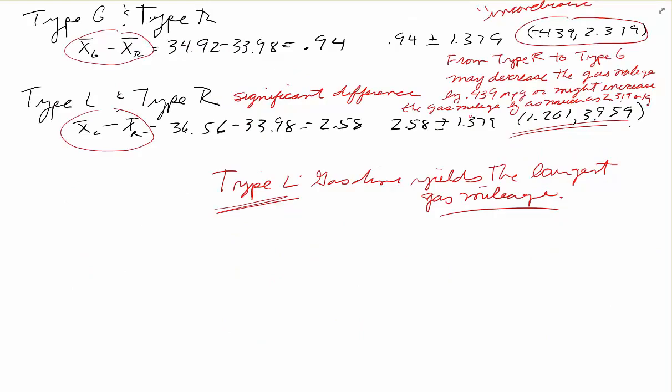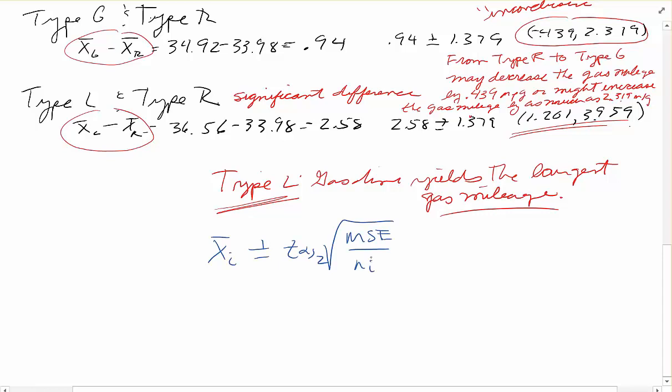Now, one thing we could ask is, what is the average gas mileage for type L gasoline, in particular for this model of car? Then we can construct this confidence interval. Our formula would be, again, we're going to use MSE, and for us, the I would be an L, so we would have 36.56 was our sample average for type L. And then our degrees of freedom is still 12. So our degrees of freedom would be N minus K. And for us, that would be 15 minus 3 equal to 12.